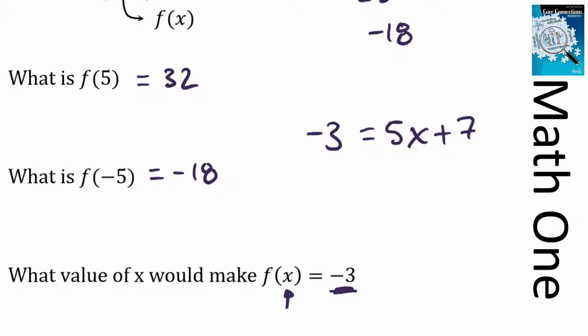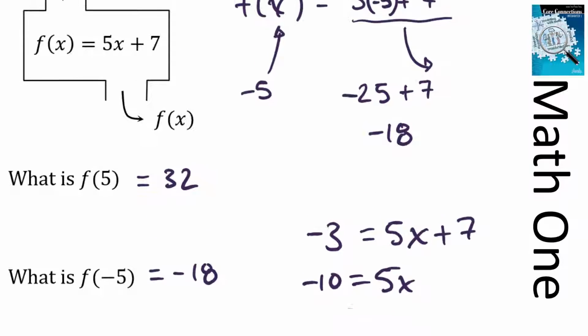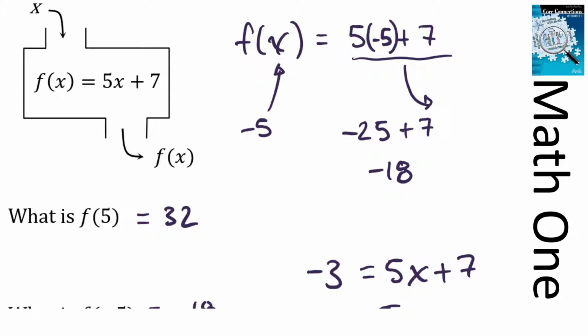So to solve this, I'm going to subtract 3 from both sides, or I'm sorry, 7 from both sides. So I get that negative 10 is equal to 5x. And if I divide both sides by 5, I get that x would have to equal negative 2. So what I'm saying is when you plug negative 2 into this function, it's going to produce an output of negative 3. You can see that just looking at this now, right? If I have 5 times negative 2, that's negative 10, plus 7, that's indeed negative 3.